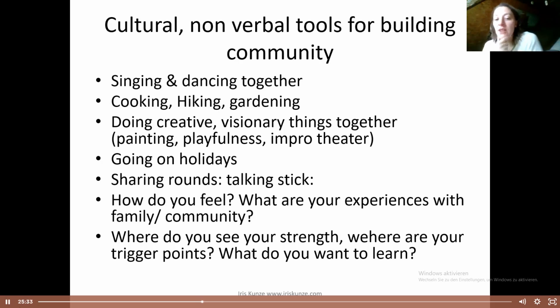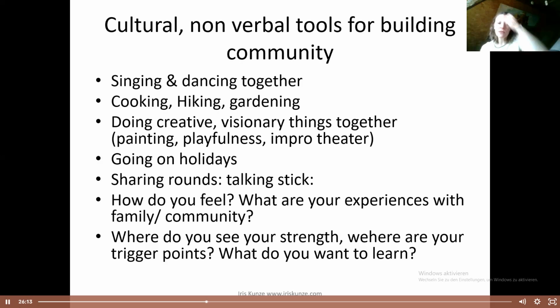We have used very often the question, what are your experiences with your family, where you come from? Was there community value? What did you experience there? What was nice and what did you miss? This is a very good thing to get to know each other, because everyone had a mother and father, so that's something we all share, and we can share our experiences with our family where we grew up.